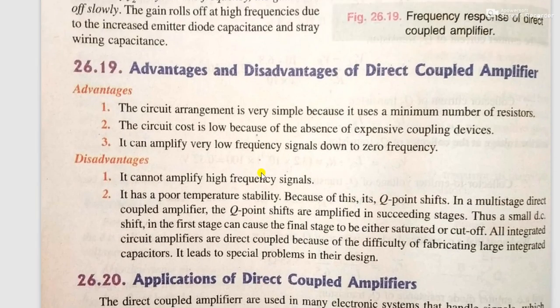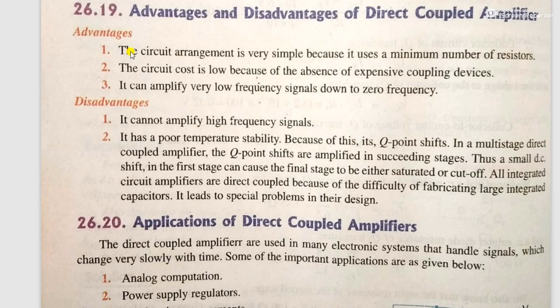Now see the advantages. The circuit arrangement is very simple because it uses a minimum number of resistances. Of course, there are no collector resistances, CC and capacitors, all this. The circuit cost is low because of the absence of expensive coupling devices. As there is no coupling device, the cost for the coupling network becomes zero. It can amplify very low frequency signals, down to zero frequency. It amplifies very weak signals, starting from zero.